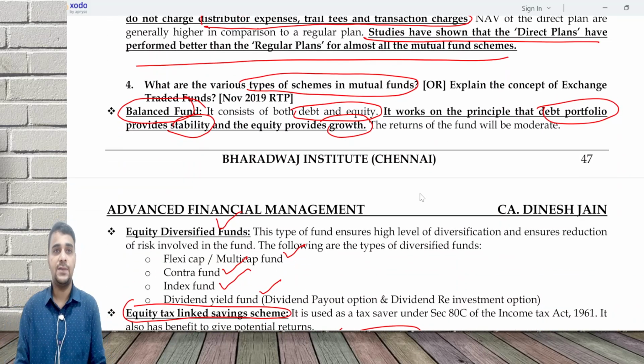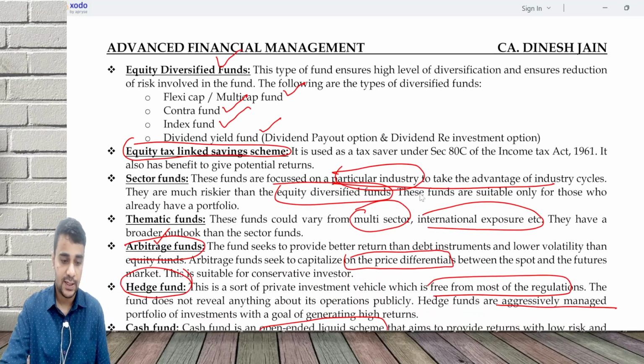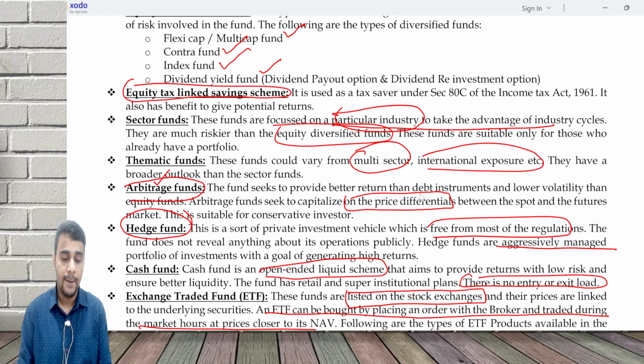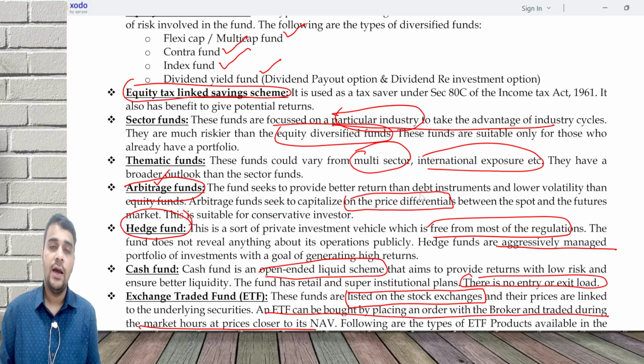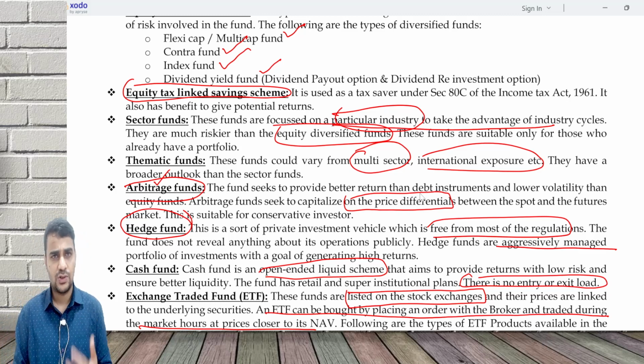Different schemes. Balance fund is investing in both debt and equity. Equity diversified funds are those which have diversification benefit. ELSS is for tax saving. Sector funds invest in a specific sector. Thematic is going by a specific theme. Example, Make in India. Hedge funds are aggressive, high risk kind of funds which do not have major regulations. They try to get very strong returns, but they carry high risk also.